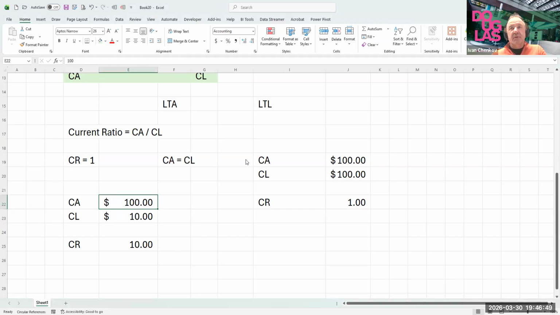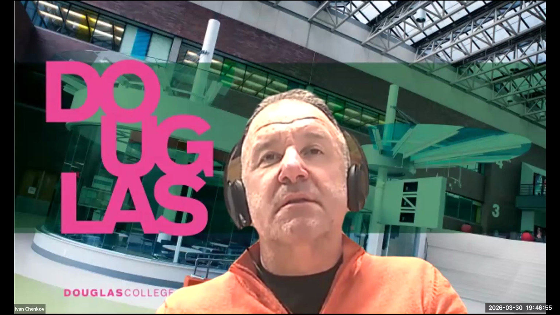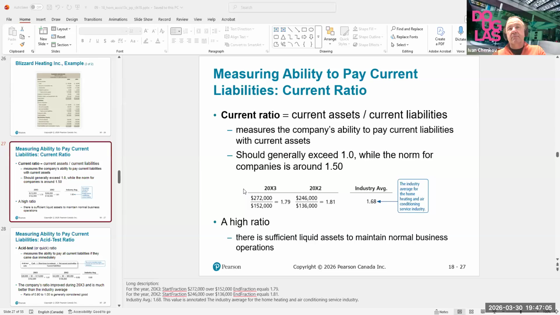Okay, so that's good. You understand the current ratio. You understand the objective with the current ratio is to keep it above 1. That means we have more assets than liabilities, which gives us a buffer in case the clients come and start paying me. This company keeps the current ratio above 1, which is good.